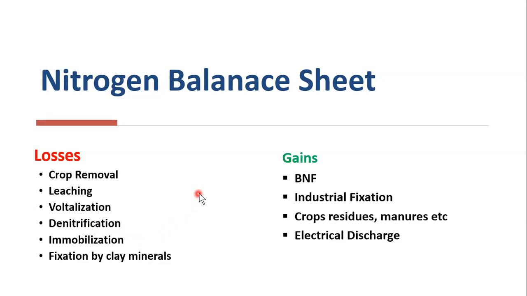We have gains: biological nitrogen fixation. We have industrial fixation, in the form of fertilizer. We have crop residues. We have animal manures and electrical discharge. So they are contributing nitrogen to the soil. So this is our balance sheet.